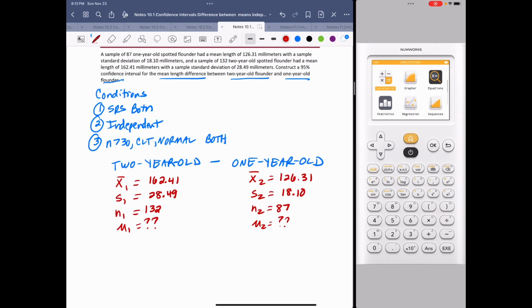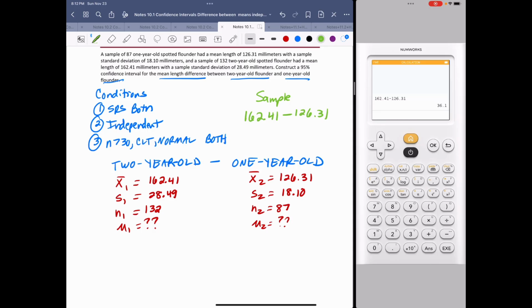Now, I want you to look at your sample to start with. All right, so here's my sample. My 2-year-olds were 162.41. And my 1-year-olds were 126.31.